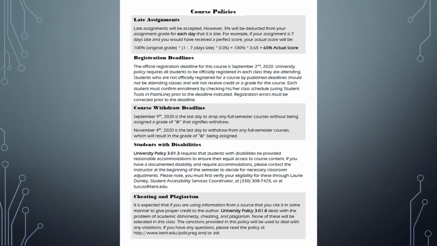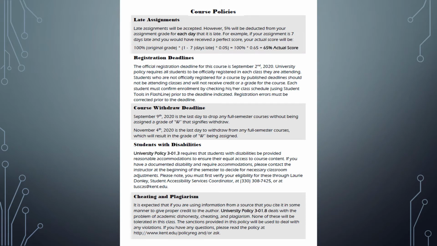Lastly, but not least, is the cheating and plagiarism policy. This is not only my policy, but it is the university policy. We do not tolerate any academic dishonesty, cheating, or plagiarism at all. If you are getting information from other sources in this course, if you are using their ideas or their quotes, you need to make sure that you are citing them appropriately. You cannot claim other ideas as your own, is essentially what it boils down to.